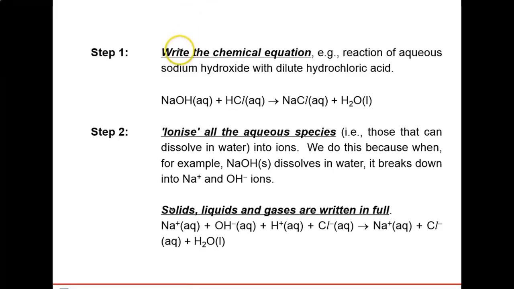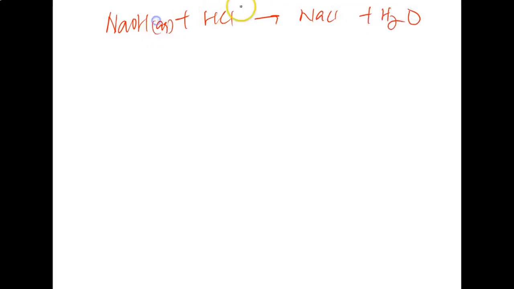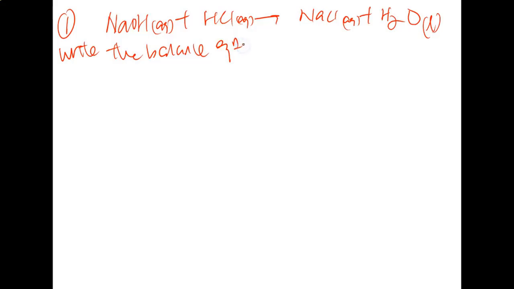So step one, let's say we are doing the reaction between aqueous sodium hydroxide and dilute hydrochloric acid. So let me blank the screen. NaOH plus HCl gives us NaCl plus H2O. Step one, write the balanced equation.